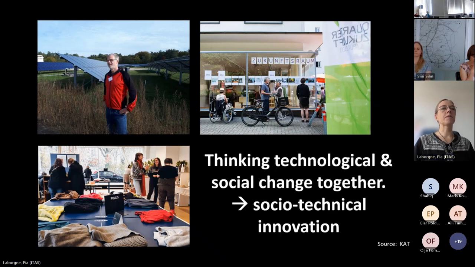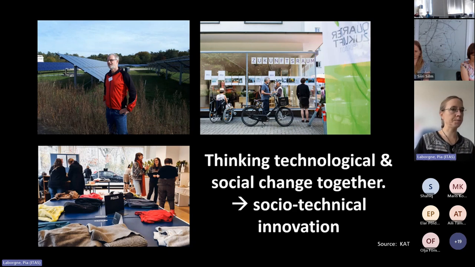And there has been a dominant thinking in looking at technologies. So what new technologies can help us with facing climate change, and other challenges? But it's a socio-technical change. We need to think technological and social change together. And even a big part and challenge in itself is how we can bring all these technologies, all these new approaches into everyday life. How can we organize ourselves in order to be more sustainable?